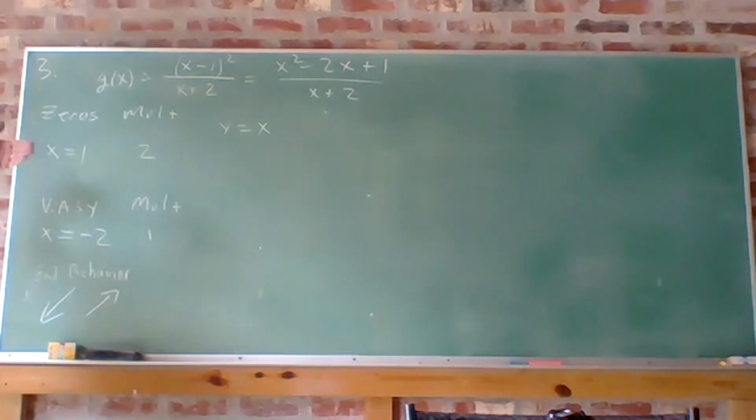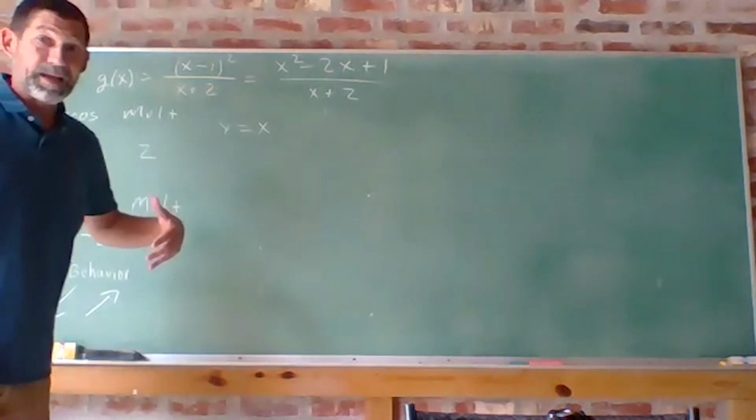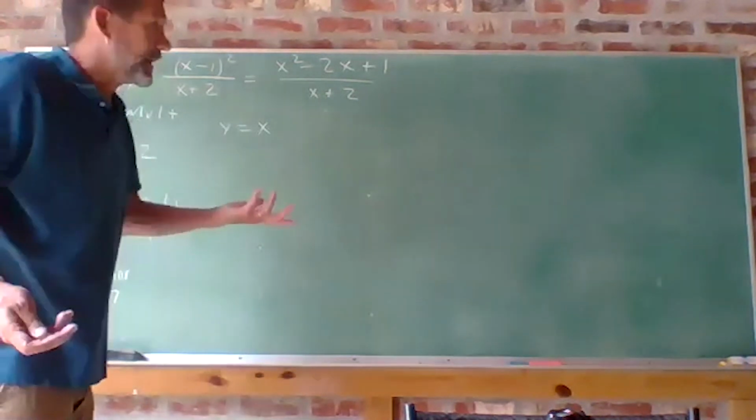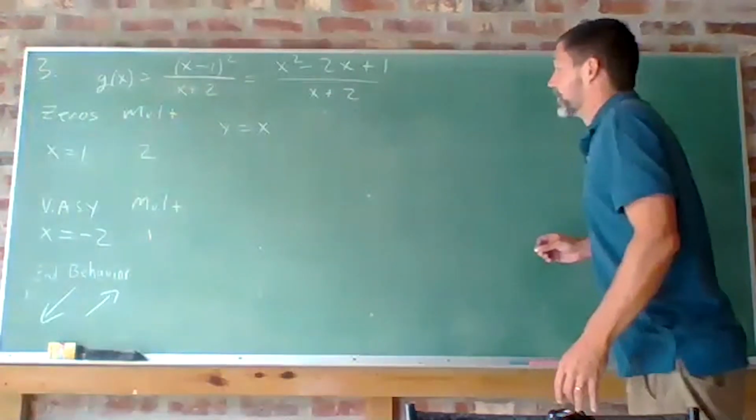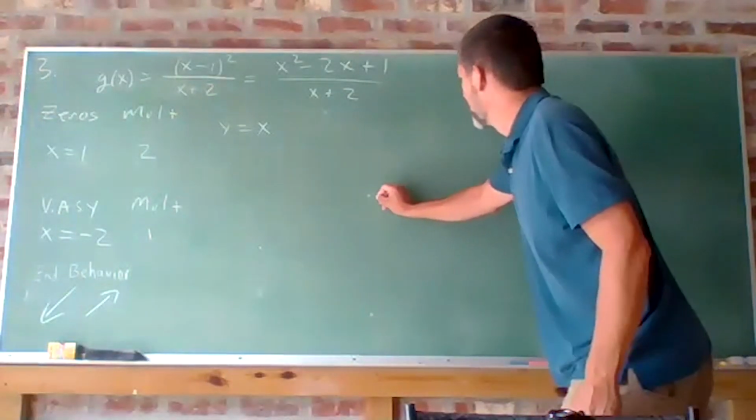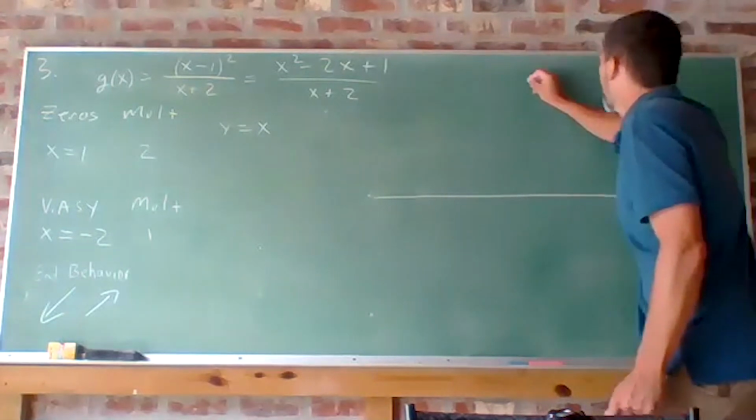I know the zeros. I know the vertical asymptotes. I know the end behavior. I'm ready to graph this thing. We can also find the y-intercept, right? I'll find mine at the end. Again, that's just something to confirm my graph. And then we'll talk about oblique asymptotes. So let's see if we can graph this thing.